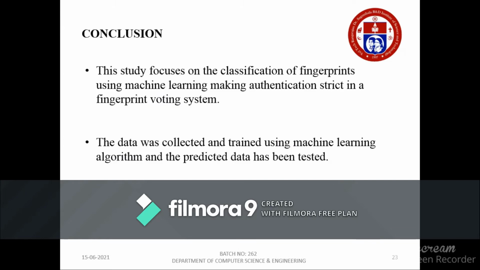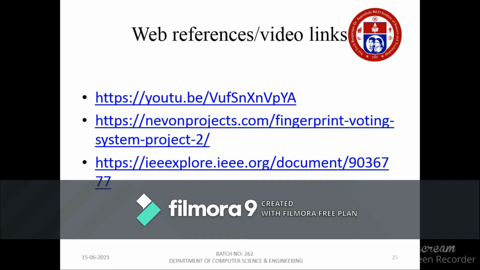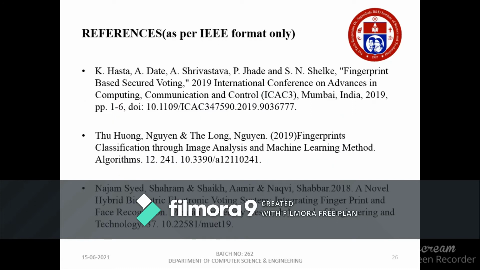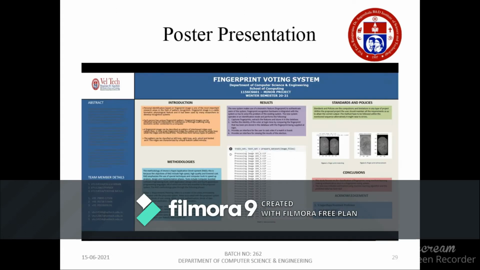Conclusion: our study focuses on the classification of fingerprints using machine learning, making authentication strict in a fingerprint voting system. Data was collected and trained using machine learning algorithms, and the predicted data has been tested. Future enhancements. Web references: these are the references of our project, and this is the poster presentation of our project.